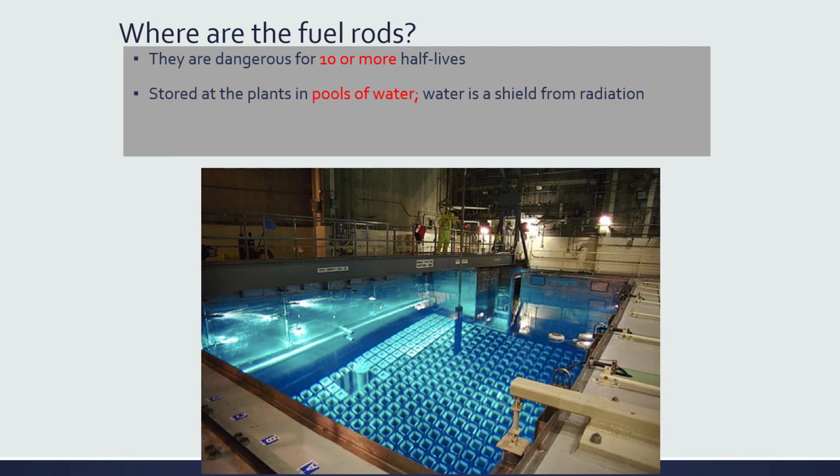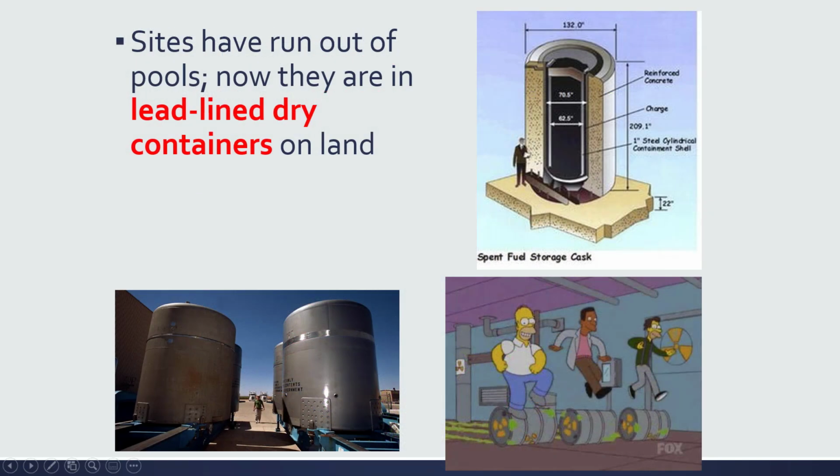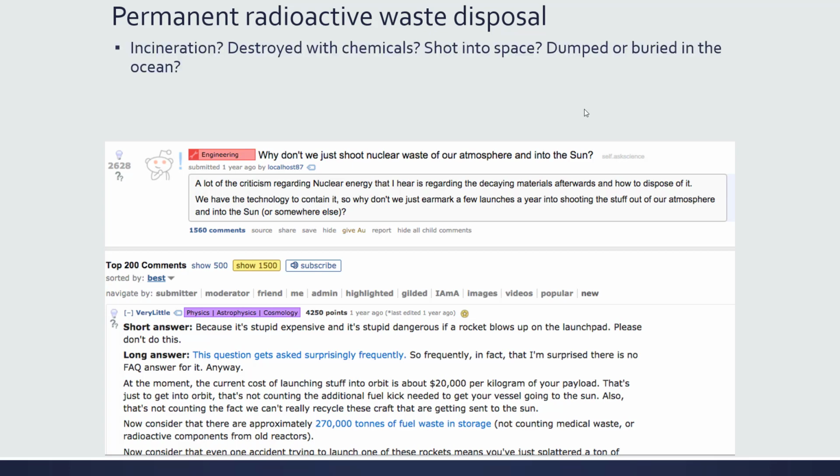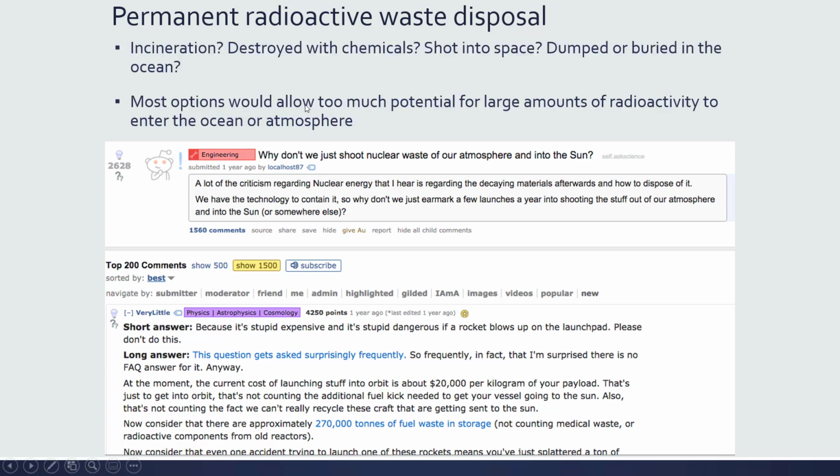Okay, so what do we do with those spent fuel rods? They are stored in pools of water on site. Well, actually, this is the actual reaction area. Why? Because water is a shield from radiation, which is why you can see a dude is right here. So you have to take the spent rods and keep them in lead-lined dry containers on land. So now they're permanent. Now, why don't we shoot these things into space? Take a second to read this.